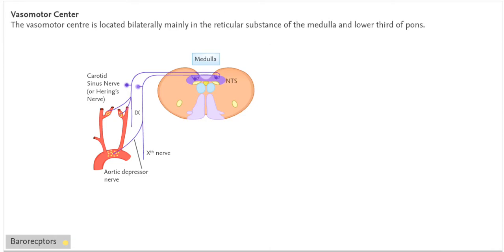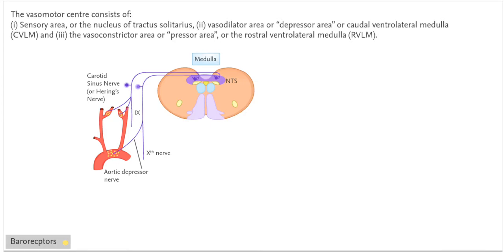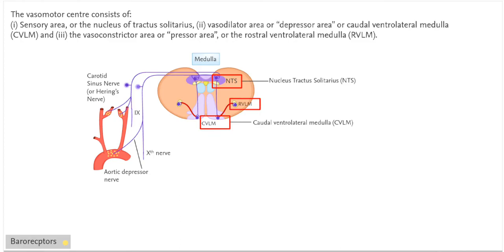Vasomotor center. The vasomotor center is located bilaterally mainly in the reticular substance of the medulla and lower third of pons. The vasomotor center consists of the sensory area or the nucleus of tractus solitarius, the vasodilator area or depressor area or caudal ventrolateral medulla (CVLM), and the vasoconstrictor area or pressor area or the rostral ventrolateral medulla (RVLM).